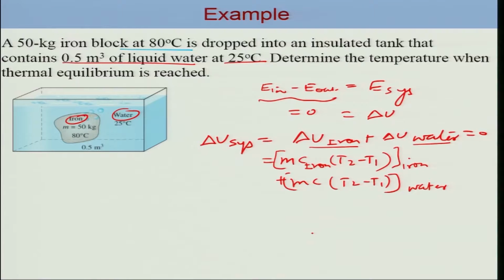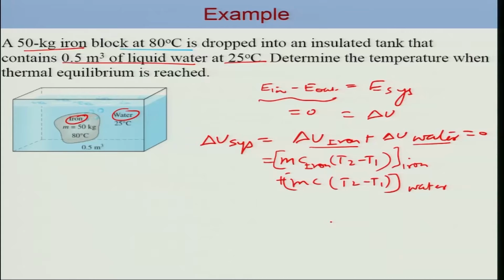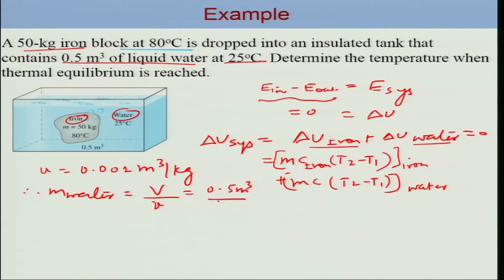Now you need these values in order to solve the problem. You also need the mass. We know the mass of iron, but what about the mass of water? We know the density of water, or we can make use of that and obtain the specific volume. The specific volume for water would be 0.001 meter cube per kg. Thus the mass of water is volume divided by specific volume, which is 0.5 meter cube divided by 0.001 meter cube per kg. So this is going to be 500 kg.